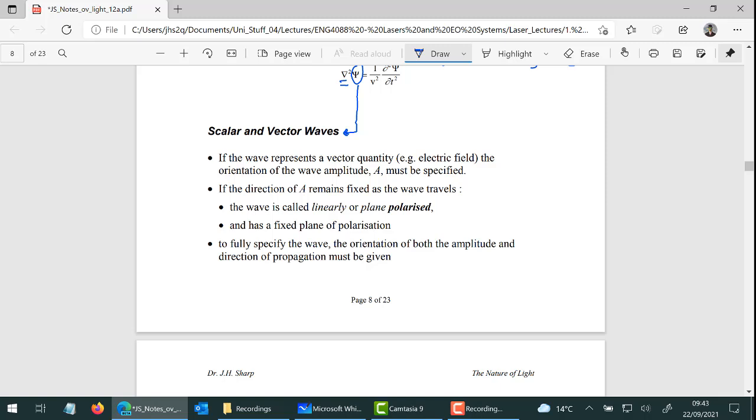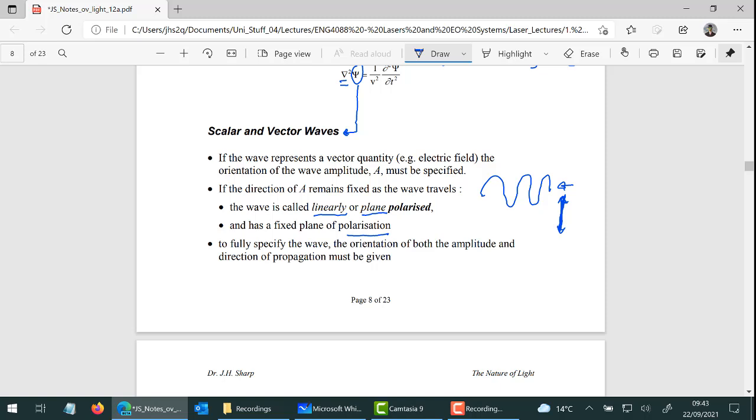If the vector which represents the amplitude stays in one fixed plane as it travels out, in other words, if we were looking in that direction as the wave comes towards us, all we would see is the wave vector pointing up and then down and then up and then down and so on. So if it stays in that one plane, then we describe the light as being plane polarized, or sometimes as linearly polarized. It has a fixed plane of polarization.